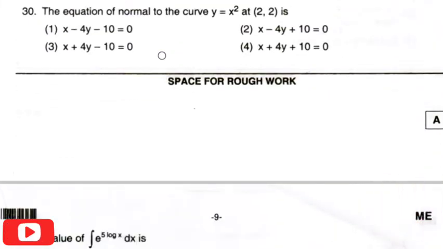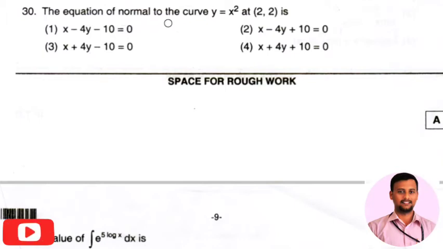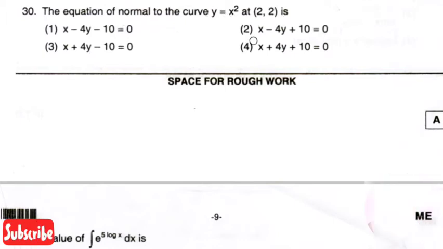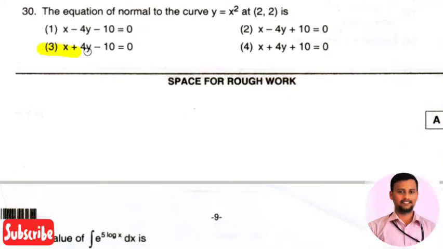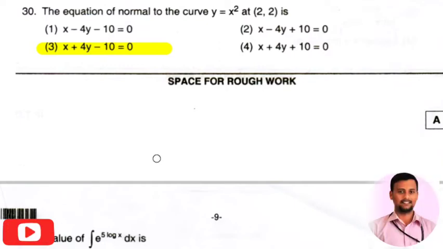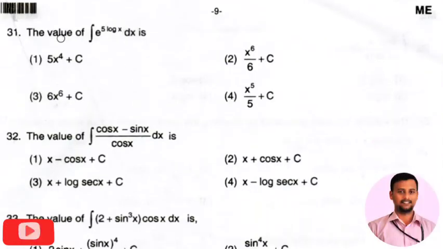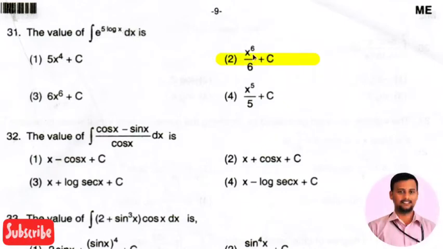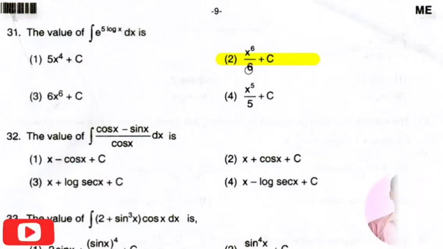And the next question is: the equation of a normal to the curve y = x² at (2, 2) is? The right answer is option 3, that is x + 4y - 10 = 0. And the next question is: the value of the integration of e^(5 log x) dx is? The right answer is option 2, that is x⁶/6 + constant.